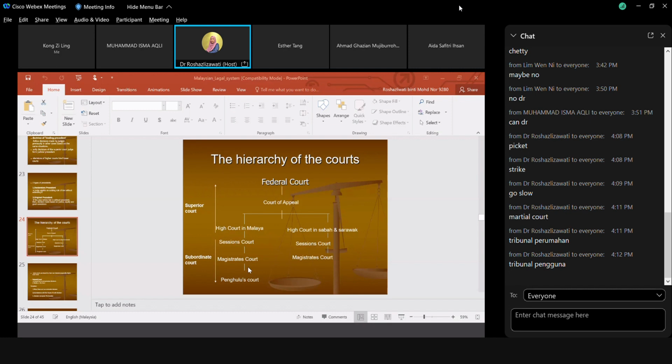Tapi kalau kata kes tersebut claim melebihi RM10,000, then the case will be brought to session court. Sebab magistrate court only handles RM10,000 of cases lah. So anything that you want to ask about the hierarchy of court, class?